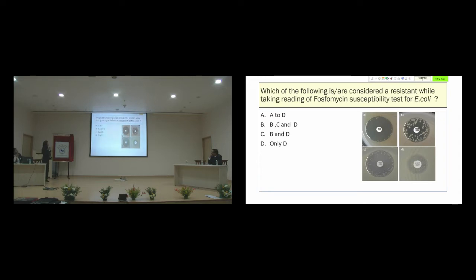Please answer this question. Which of the following is considered as resistant when you are taking the reading for phosphomycin in E. coli? There are four pictures, A, B, C, D. Which of these do you think is resistant? You are able to view which is A and which is B? Seen to the last row is A, B, C and D.